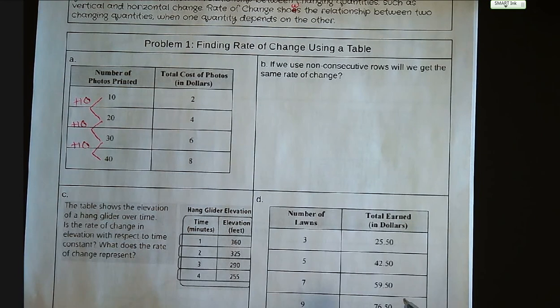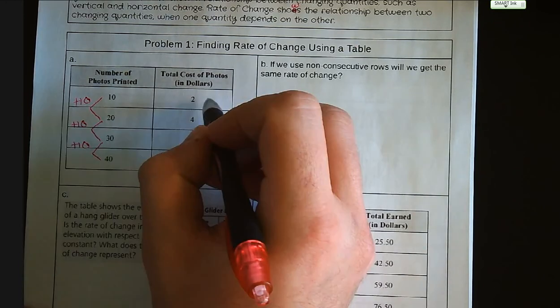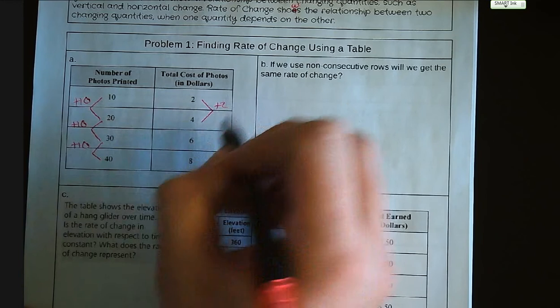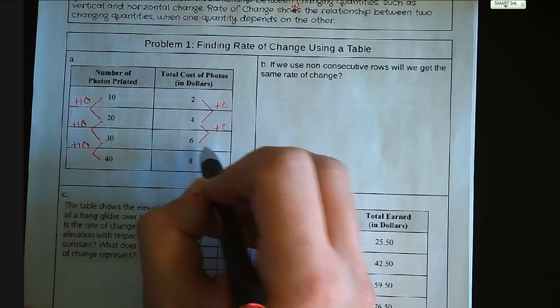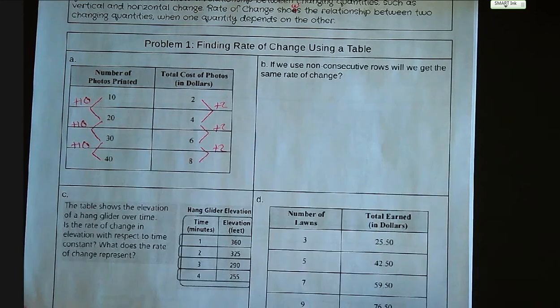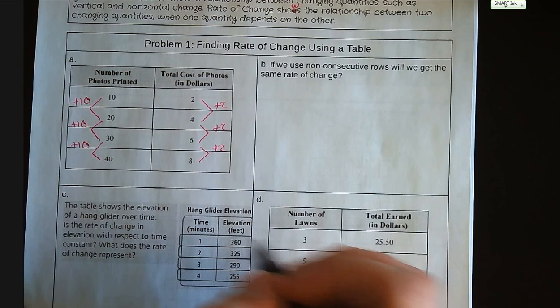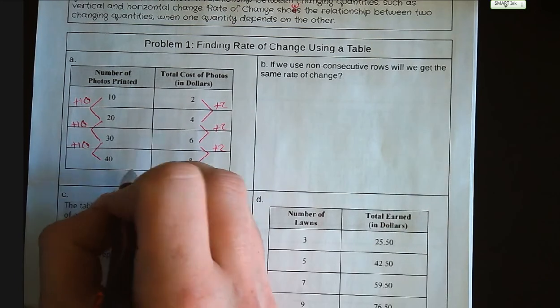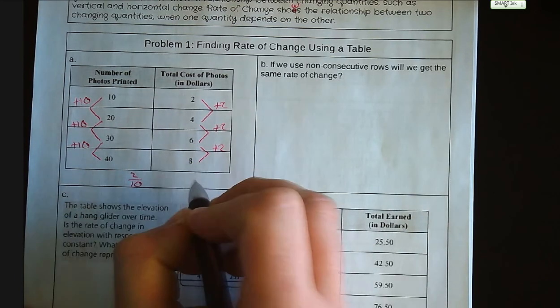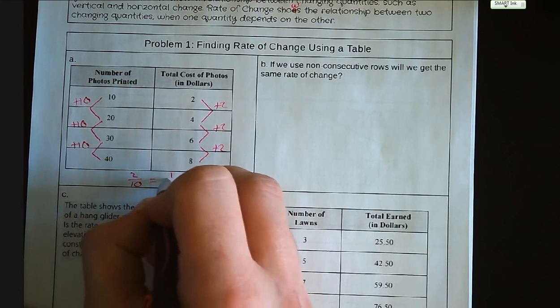All right, our total cost of the photos is increasing by, it looks like, $2 each time. So we're adding 2, and adding 2. So our dependent variable is always going to be our right column. Our independent variable is always on the left. So if it's dependent over independent, we have 2 over 10, which can reduce to 1/5.